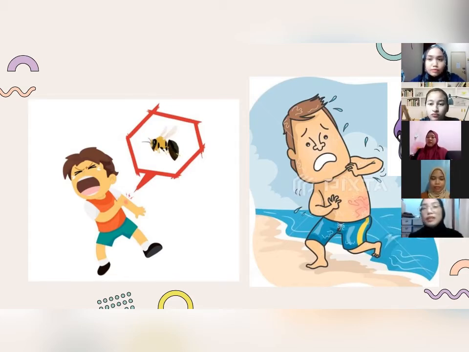What other type of thing can we put? Anyone can tell me? Acid. Okay, what type of acid? Lemon. Correct, Jenny. Good. We put lemon if we got stung by a jellyfish. So that's it from the picture. Do you have an idea what we are going to learn today? Anyone can tell me? Acid and base. Good, very good.